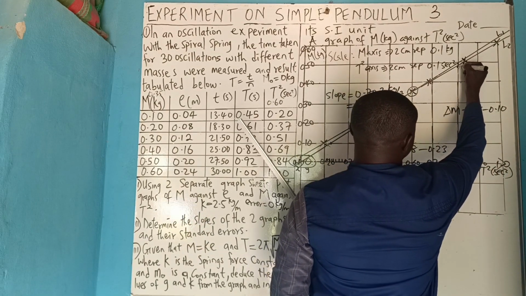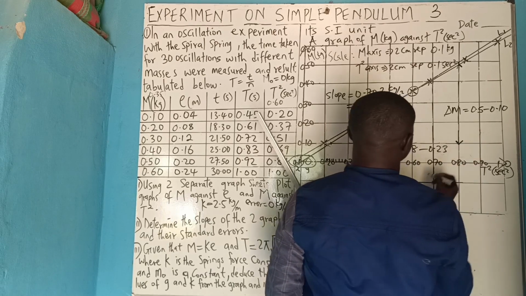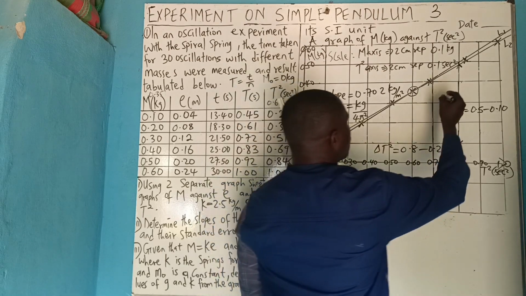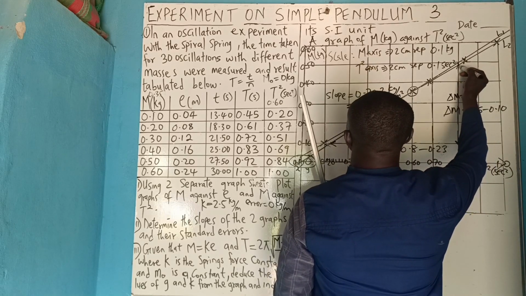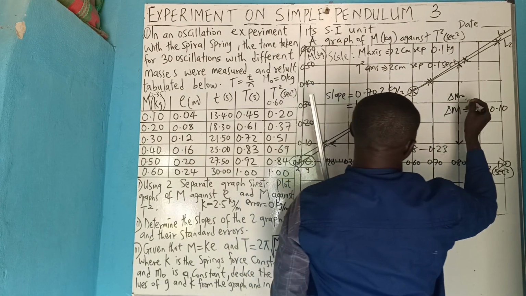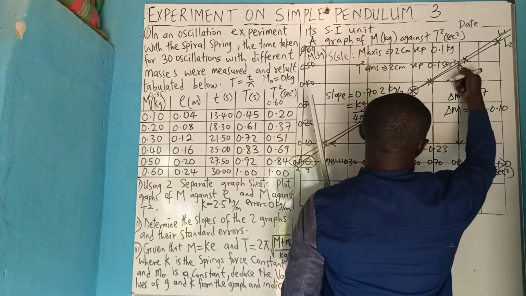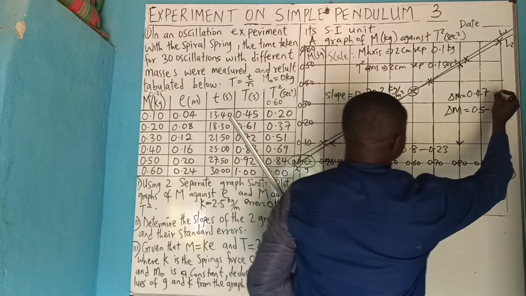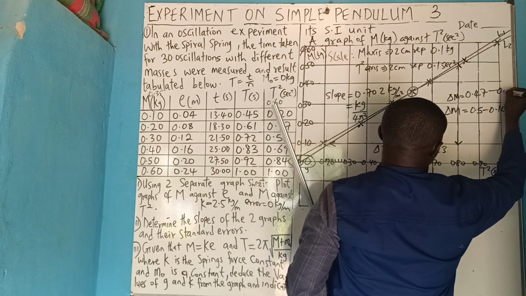Taking it from here to here, and so here, taking it this way. We said that the change in M for L2 is here 0.448. That is close to 5. Let's say 0.47, because it's close to 0.5. Then minus this one, which is 0.10.